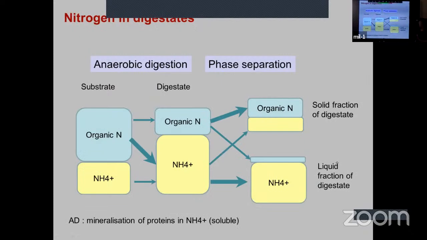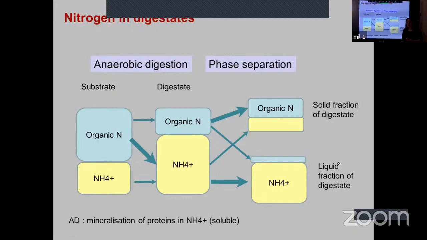So now I look more precisely at the fate of nitrogen. In your substrate, you have either organic nitrogen or mineral nitrogen, ammonium. After anaerobic digestion, you will convert one part of the organic nitrogen into ammonium. And after phase separation, the solid fraction of the digestate will get the higher percentage of the organic nitrogen, whereas most of the ammonia will be found in the liquid fraction of the digestate.